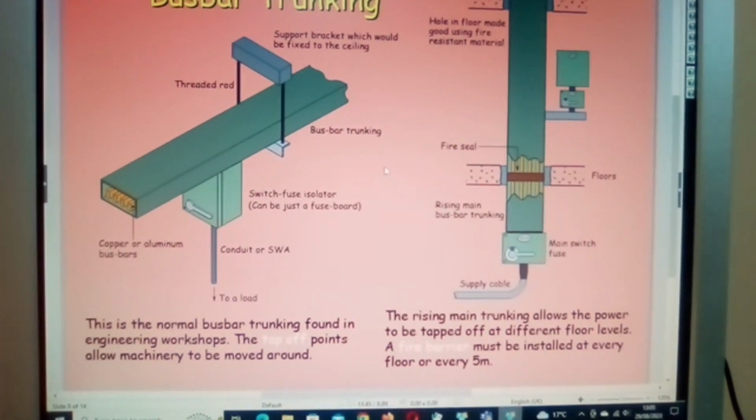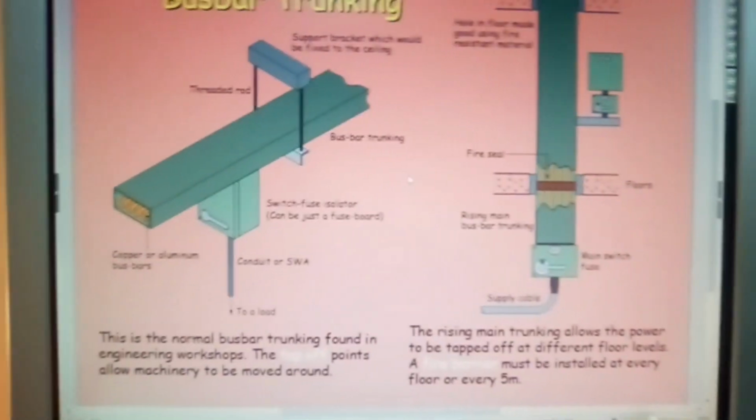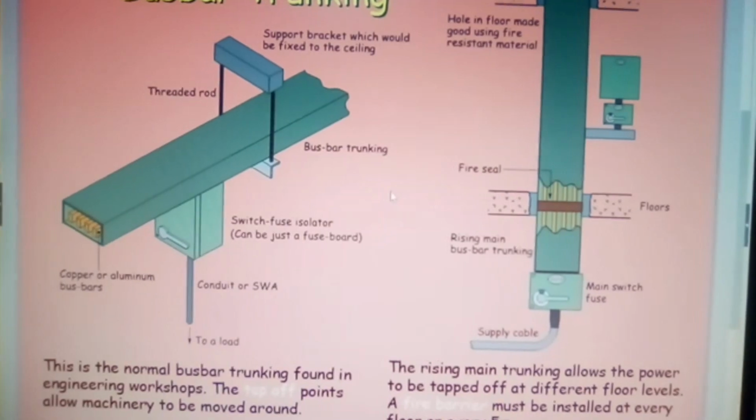And here we have bus bar trunking again, but a different type. Again, here we have, let me go and get it in closer, you can see and read.